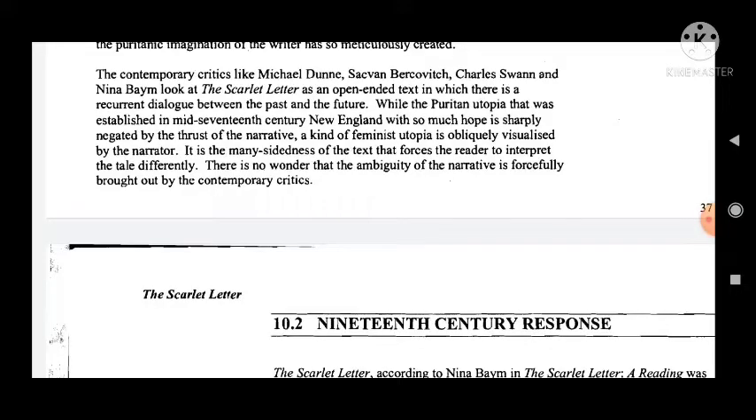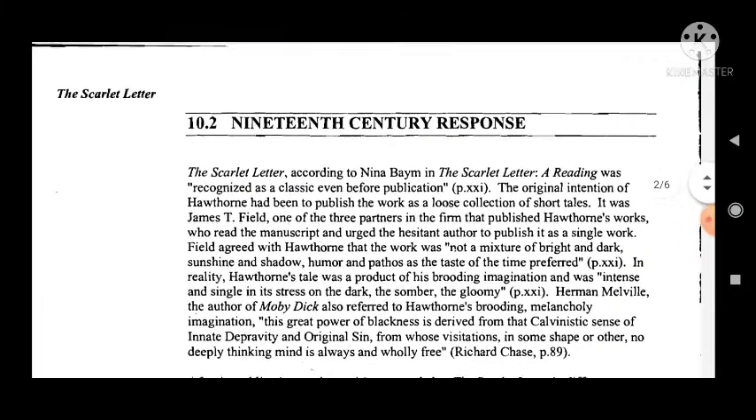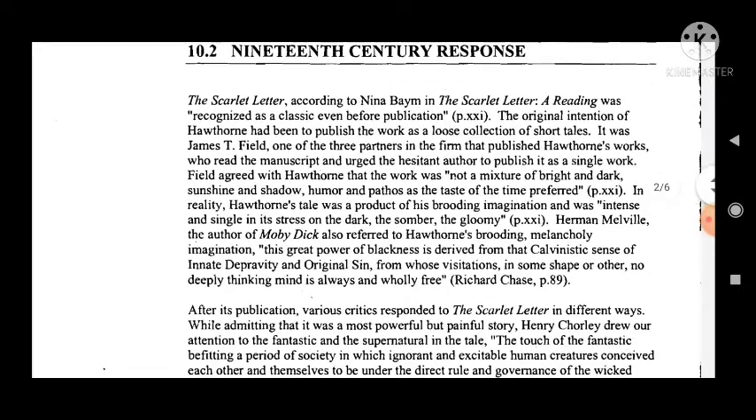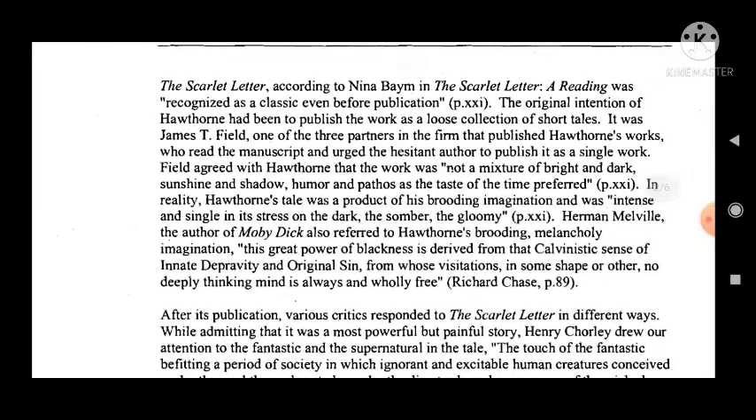Okay, then the 19th century response. The Scarlet Letter, according to Nina Baym, was recognized as a classic even before publication.